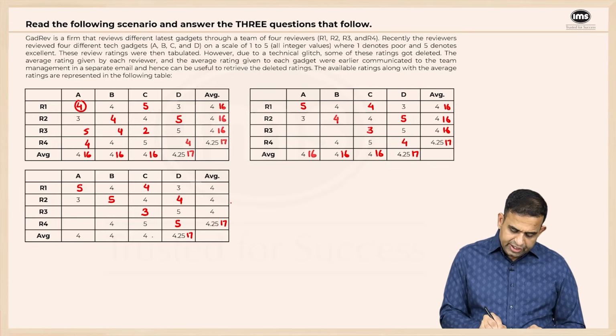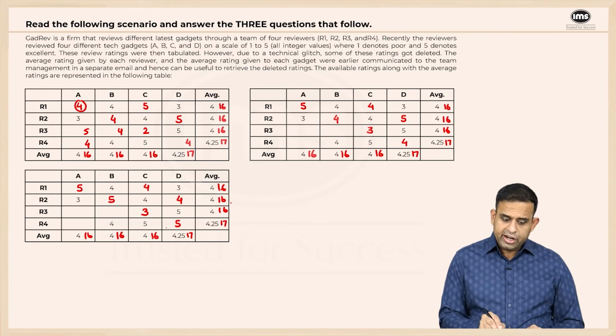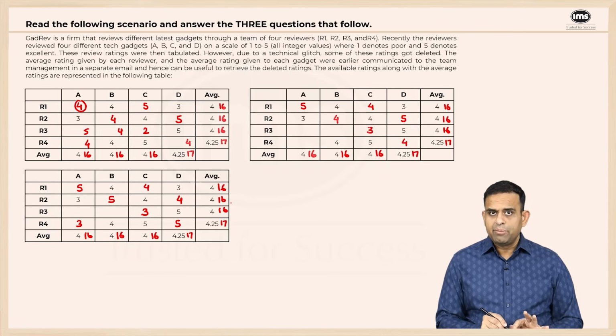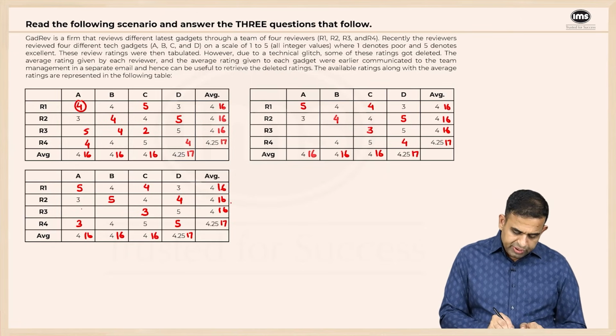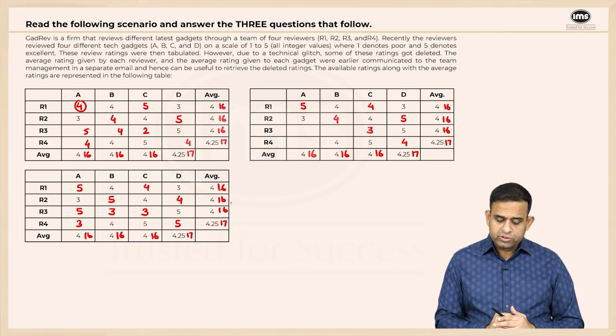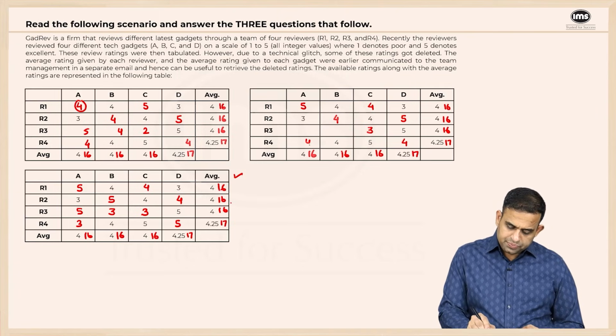17, 17, 16, 16, 16, 16, 16 and 16. For R3, if you look at now, R4 will give what rating to gadget A? 5 plus 5 plus 4 becomes 14. This will be 3. 5 plus 3 plus 3 will become equal to 11. So it has to be a 5 from R3. 13 plus 3. So 4, 5, 3, 4 also becomes equal to 16. Perfectly fine. In this case, 13 plus 4.